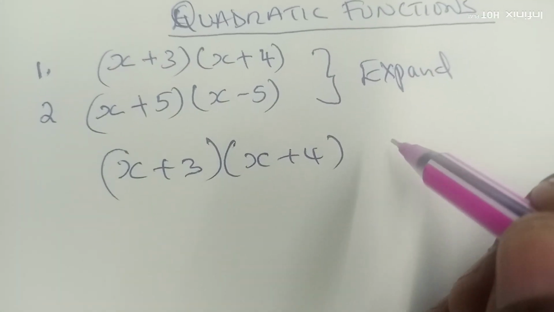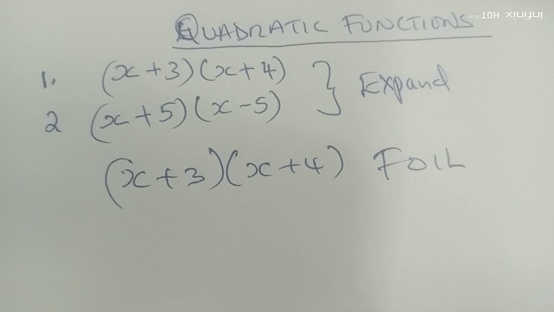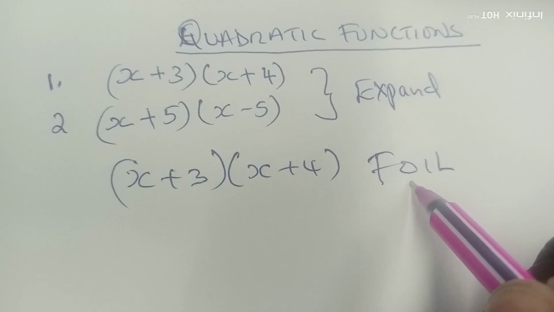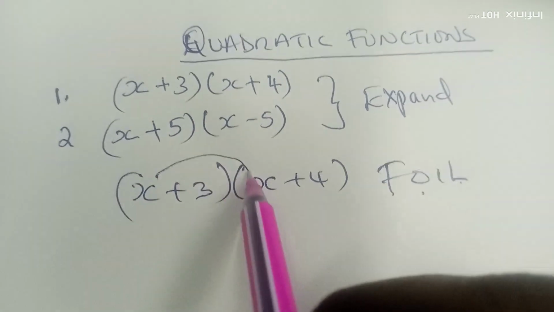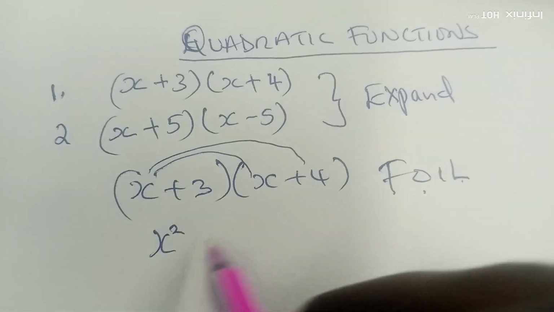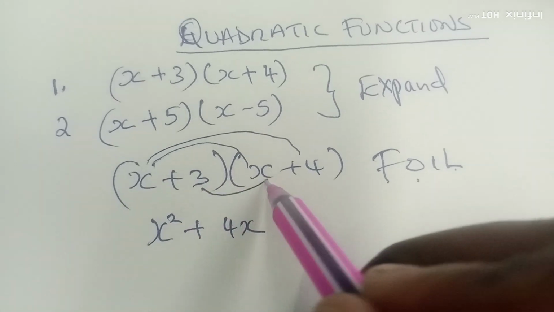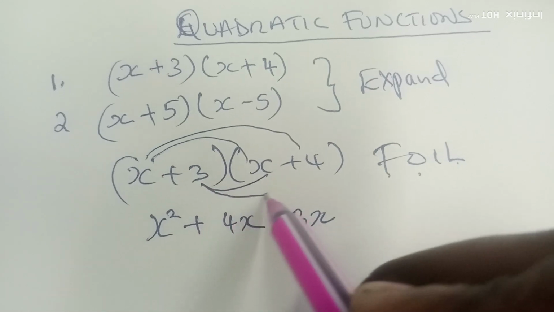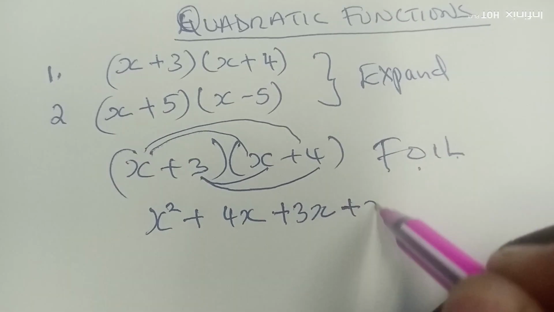We can use a method called FOIL. We are going to multiply first, outer, then inner, and last. So we have x times x, which is x squared. We also have x times 4, that is plus 4x. We also have plus 3 times x, which is plus 3x. And also the last, which is plus 3 times plus 4, which is plus 12.